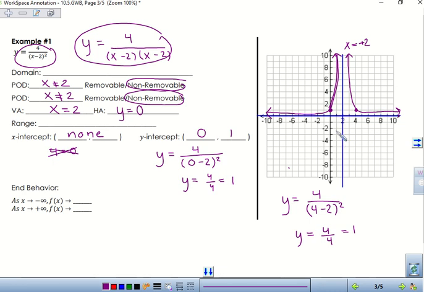All right, so from here, let's go ahead and identify our domain. X can be everything except for what value? 2. And y can be everything except for 0.